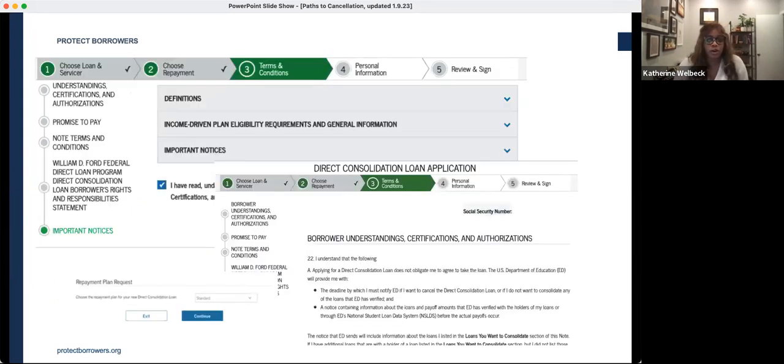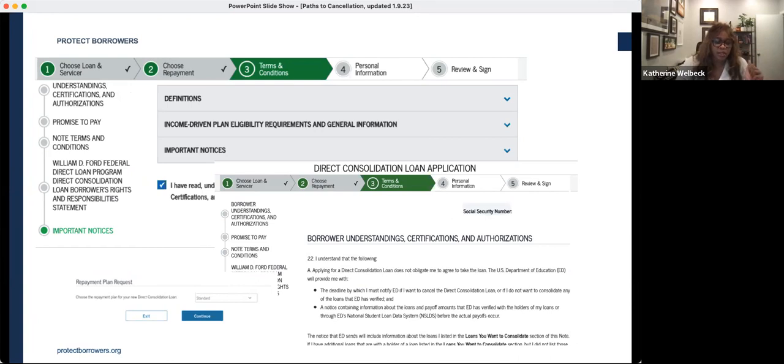Okay, and then also you'll want to remember for the regular PSLF program, you need to be enrolled in an income-driven repayment plan. So when you're consolidating, it's a good idea to select one of these IDR plans for your payment plan. And the same goes for the income-driven repayment plan account adjustment. You'll want to be enrolled in an IDR plan.